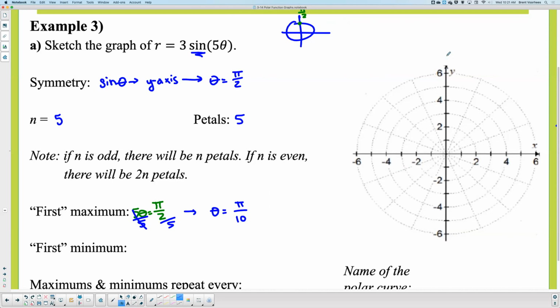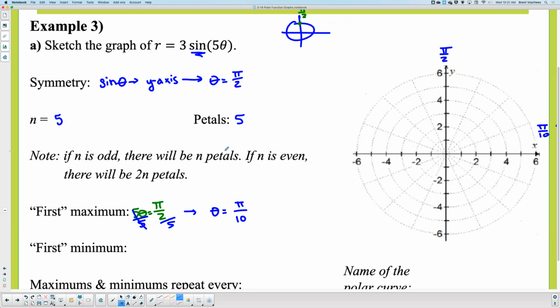Okay, so this right here is pi over 2. I want you to think about this. Pi over 10 is located where? That's half a pi. We need to be 0.1. That's 0.5, 1/5 of the way. I'm going to put it about right here. I'm going to say this is approximately pi over 10, somewhere in there. We get its first maximum there.